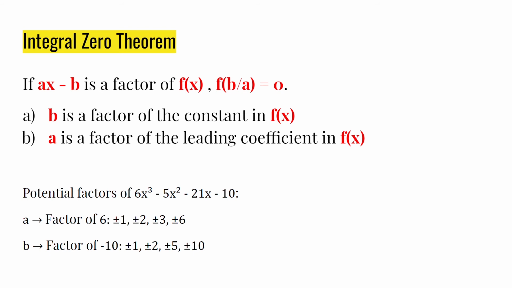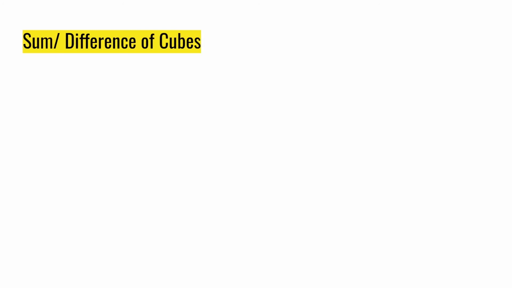So now we must plug all these values one by one into the equation to get the final three factors of x plus 1, 2x minus 5, and 3x plus 2. Next, we can also use the sum or difference of cubes.